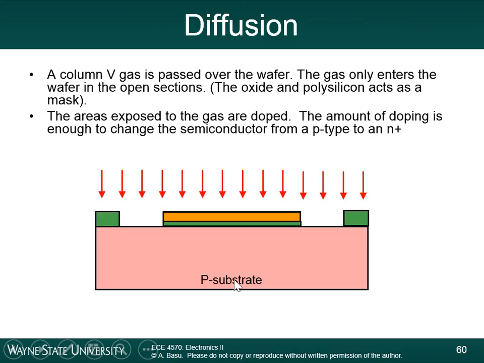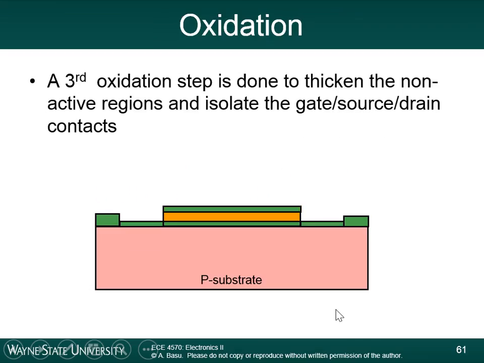Right? So these arrows are now showing the diffusion of the gas. So it's a column 5 gas, so these regions then become N-type. We made the source and the drain region. All right, notice that the source and the drain region are basically aligned to the gate. This is called a self-aligned process. A third oxidation step is done to thicken the non-active regions and isolate the gate, source, drain regions and contacts. So now we have insulators over the whole thing here.